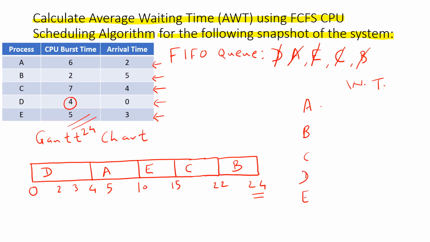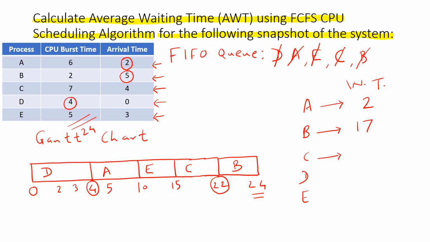So let's calculate the wait time for process A. Process A came at time 2 and got the CPU at time 4 and then it finished. So from time unit 2 to time unit 4 it was waiting. So the total wait time for process A is 2. Process B came at time 5, got the CPU at time 22. So from 5 to 22 the process was waiting. So that wait time happens to be 17.